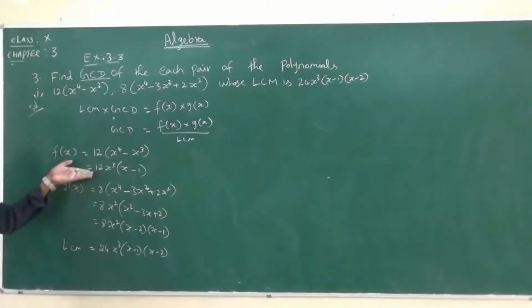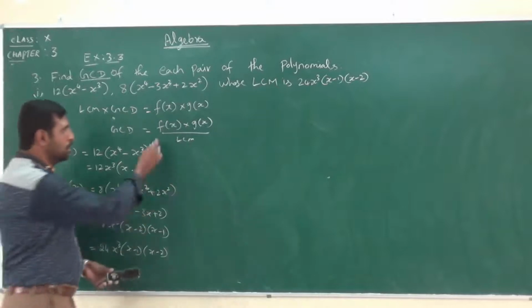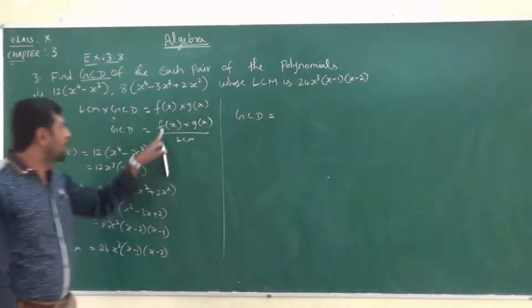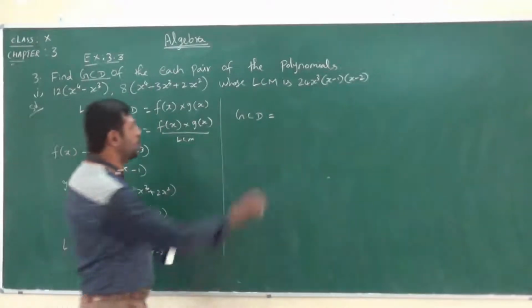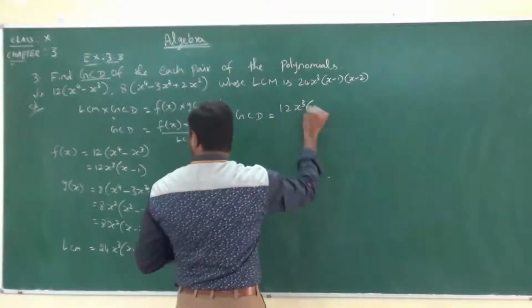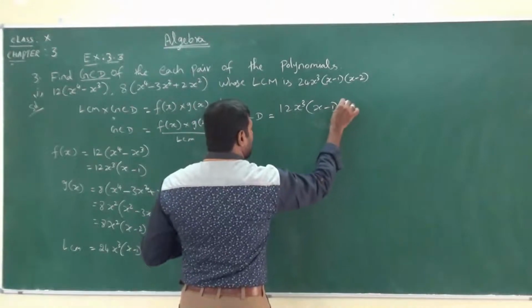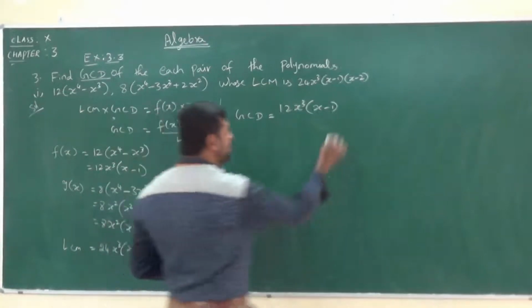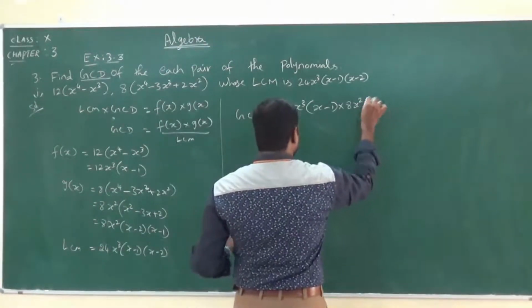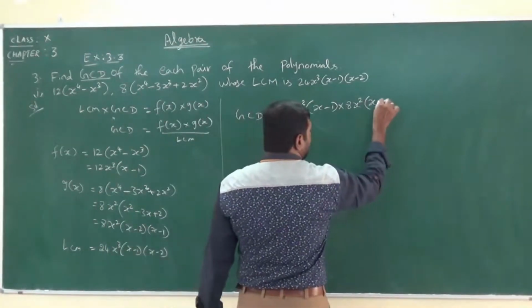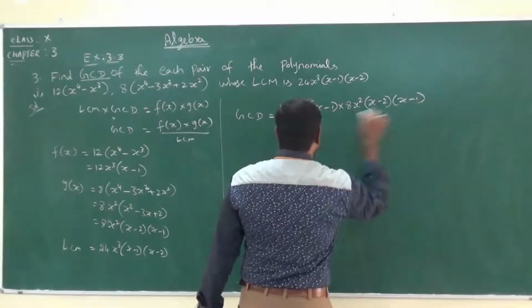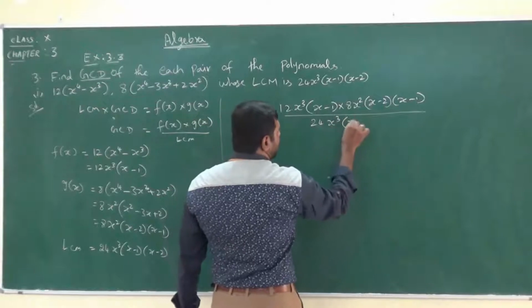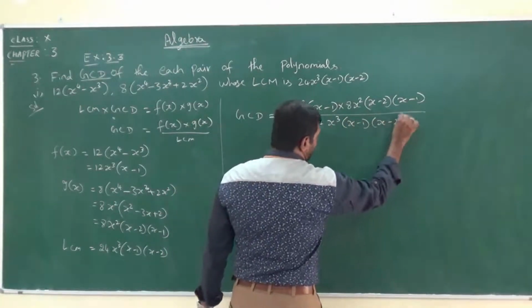Now we have found f of x, g of x and the LCM. Now substitute in this formula. Therefore GCD is equal to, in the place of f of x, I am going to substitute 12 x cube into (x minus 1), and g of x is 8x square into (x minus 2) into (x minus 1), divided by the LCM, 24 x cube into (x minus 1) into (x minus 2).